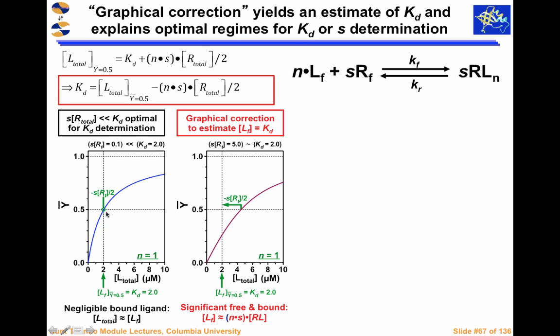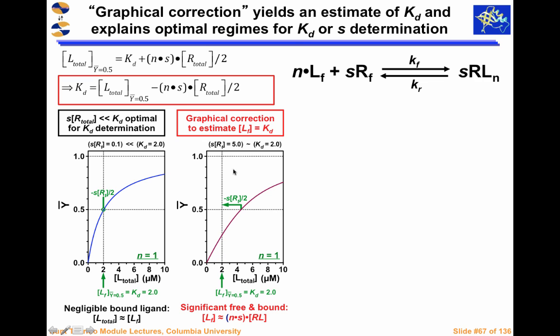But as you add in more and more receptor, you get a bigger and bigger displacement between the free and the Kd. The shape of the binding curve changes. The graphical correction becomes very important to actually get a good estimate of free ligand concentration. But if we consider the simple mathematical relationship, which is the total equals free plus bound, we can take the total, subtract out the bound, get the free, and still get a good Kd estimate.